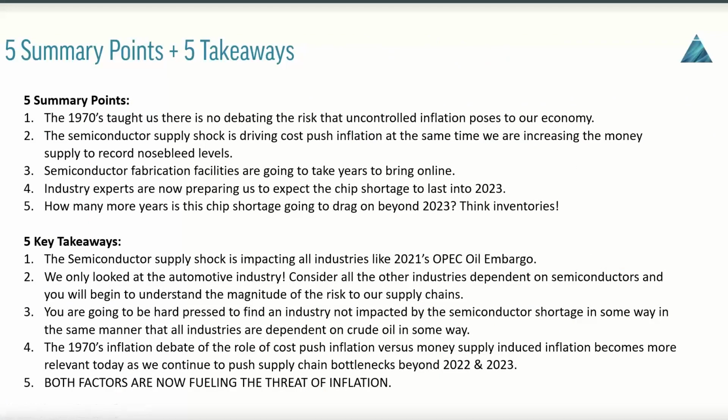So 5 summary points here and 5 takeaways, right? The first summary point, the 1970s taught us there is no debating the risk that uncontrolled inflation poses to our economy, right? It's pretty much a consensus that we need to control this risk of inflation. The semiconductor supply shock is driving cost push inflation. At the same time, we are increasing the money supply to record nosebleed levels.